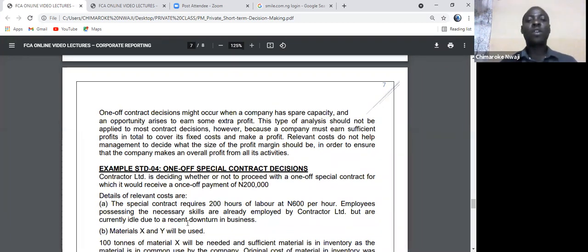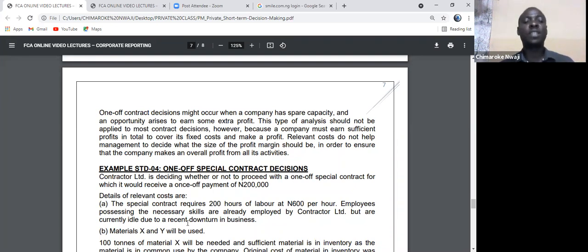Now, when the company has spare capacity, it means that the company has some idle time and they can decide to use their idle time to do this one-off contract. Now, if they have idle time, that means there is no opportunity cost here. But when the company is moving at full capacity and you want to take time out of that full capacity to do a one-off contract, then we talk about opportunity cost coming into play.